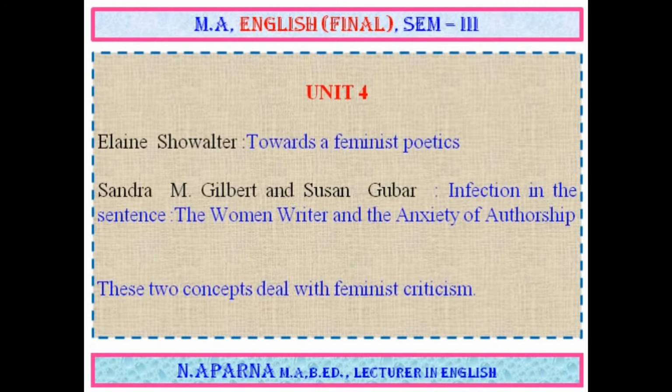In Unit 4, you have Towards a Feminist Poetics written by Elaine Showalter and Infection in the Sentence, The Woman Writer and the Anxiety of Authorship written by Sandra M. Gilbert and Susan Gubar. These two concepts deal with feminist criticism. Elaine Showalter is a very famous feminist critic from the USA.